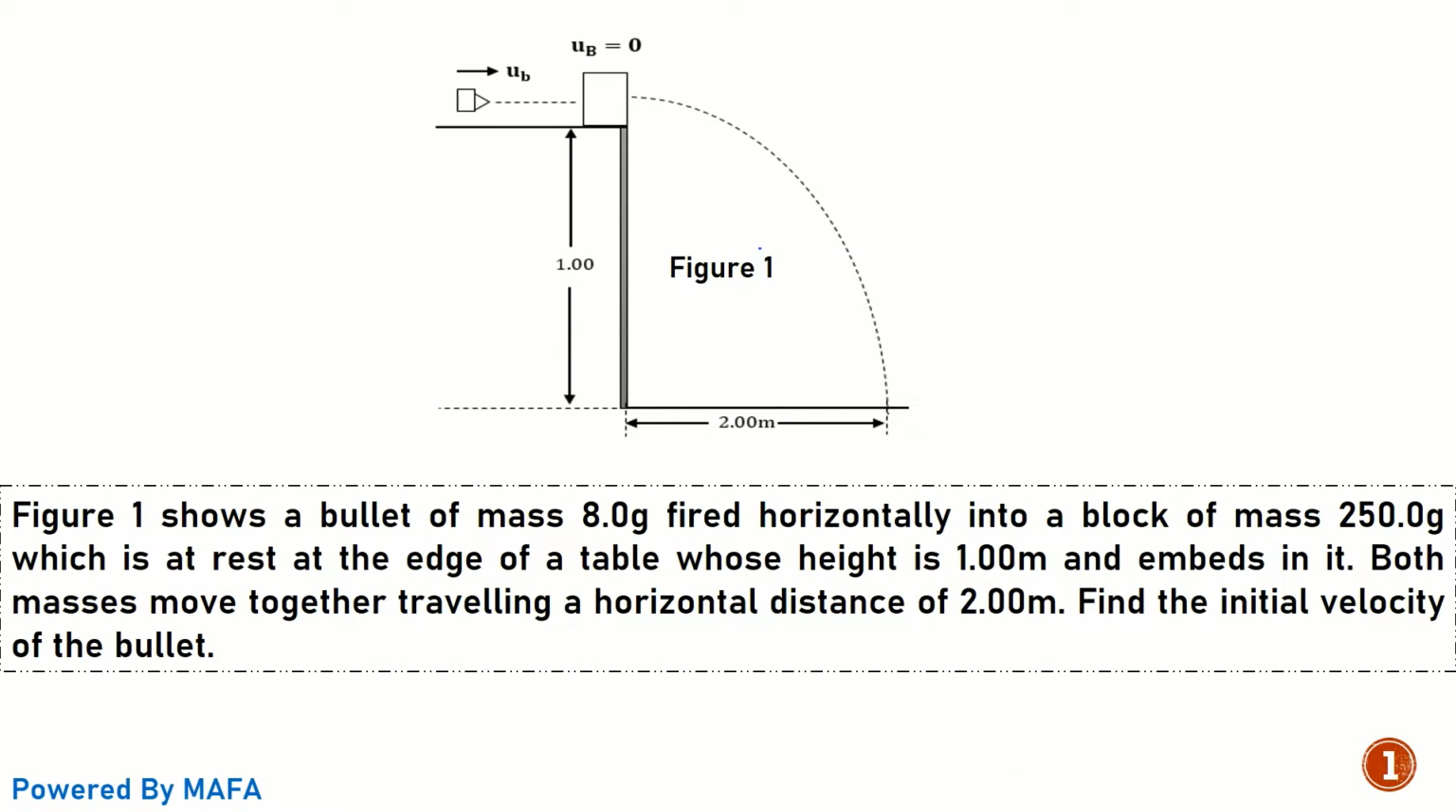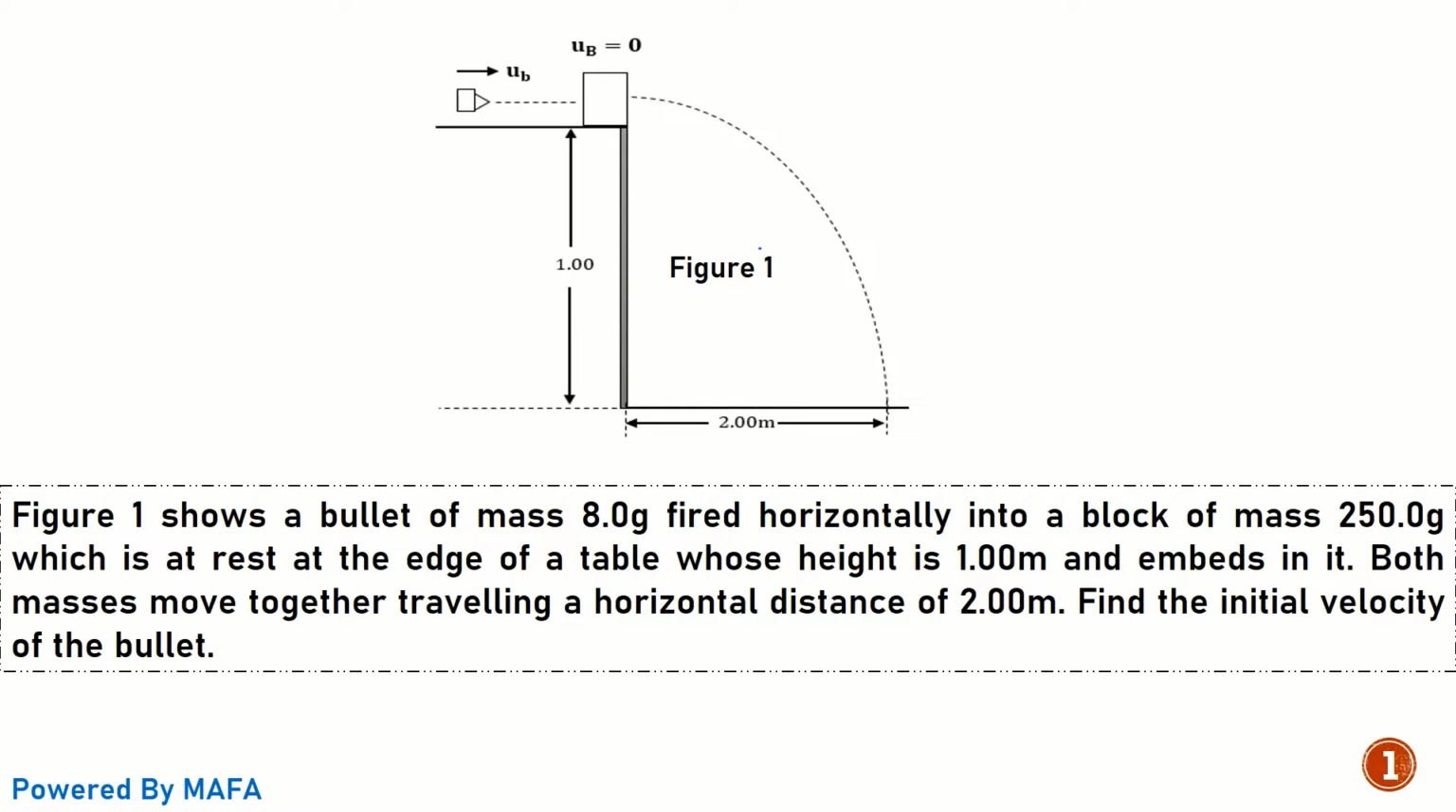Okay guys, so here is the problem displayed to you. You have a diagram and then the description of the diagram. The problem reads: figure 1 shows a bullet of mass 8.0 gram fired horizontally into a block of mass 250.0 gram, which is at rest at the edge of a table whose height is 1.00 meters, and embeds in it. Both masses move together, traveling a horizontal distance of 2.00 meters. Find the initial velocity of the bullet.